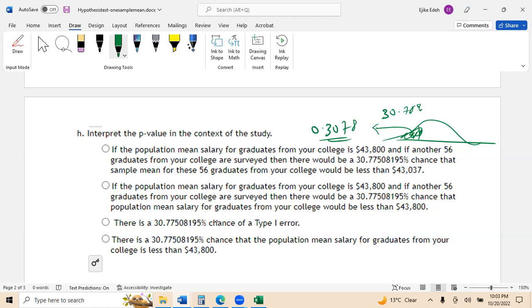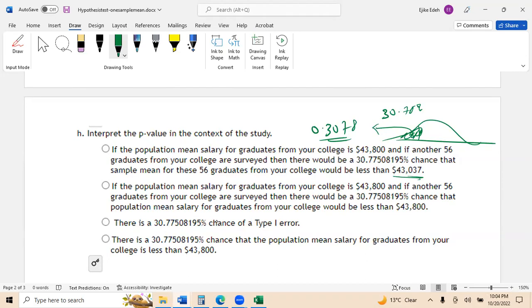It says, if the population mean salary for graduates from your college is 43,800, and if another 56 graduates from your college are surveyed, then there will be a 30.78% chance that the sample mean for these 56 graduates from your college will be less than 43,037. Right? Okay, so read the next one.